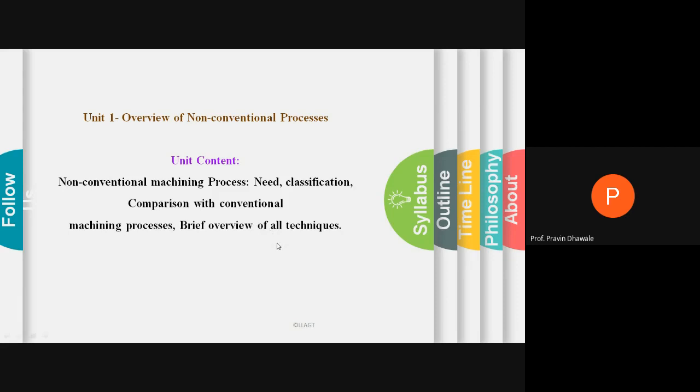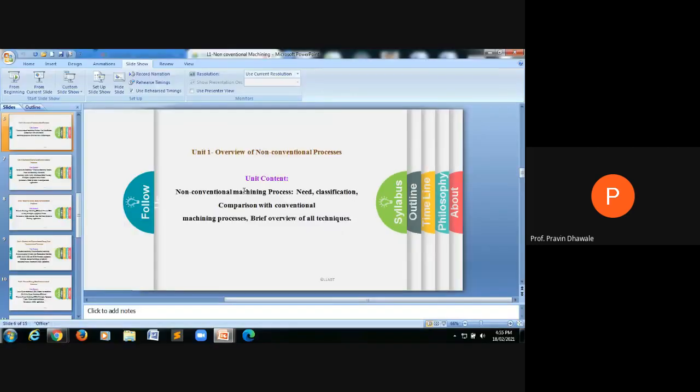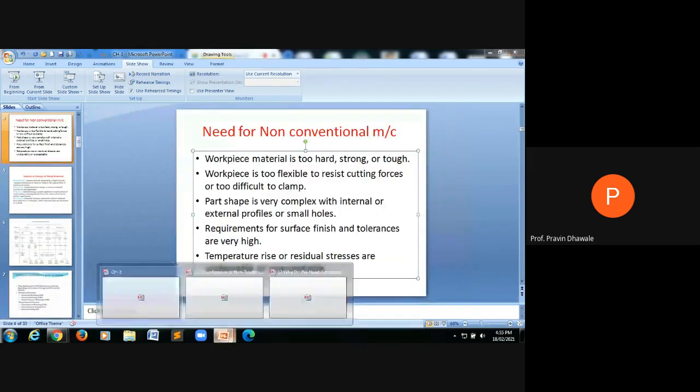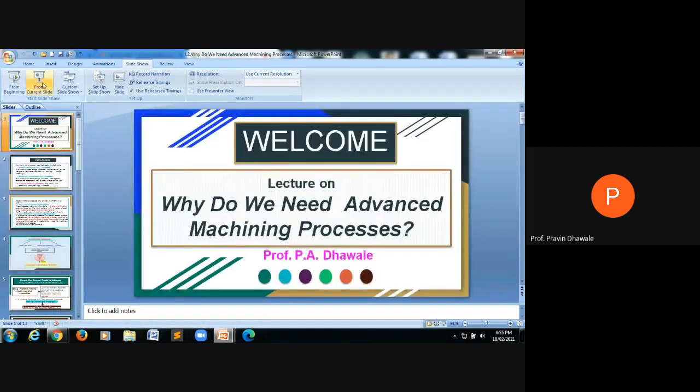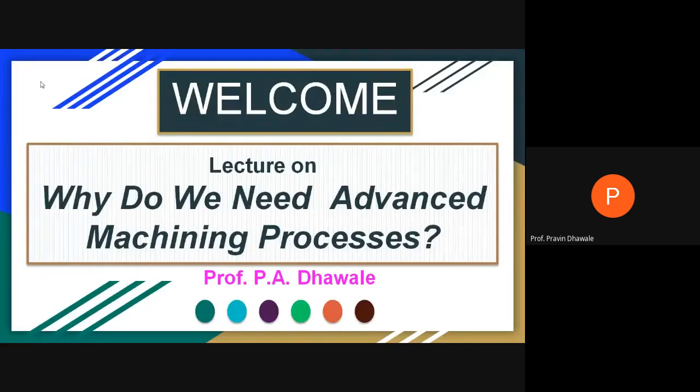Now we will start with the first point, that is the need. Why we need the non-conventional machining process. That is the first point. Why do we need it here?